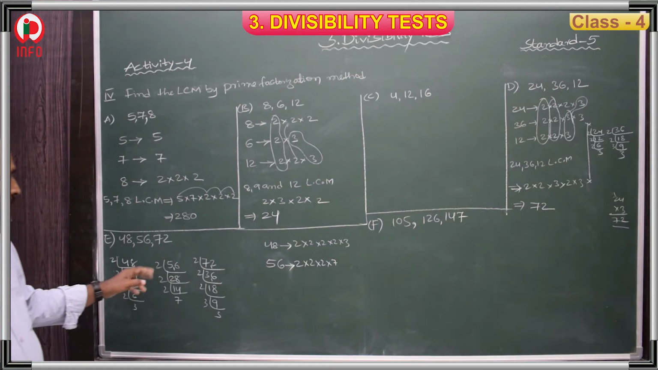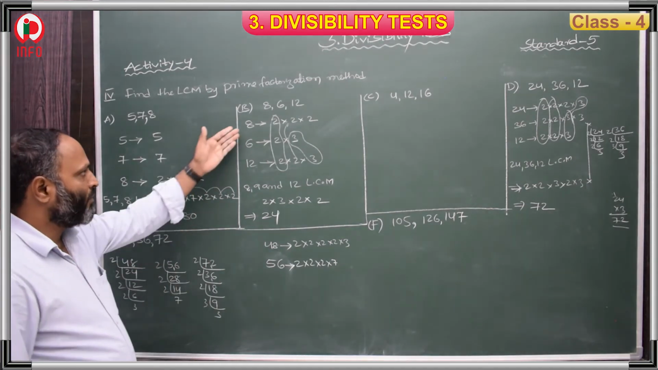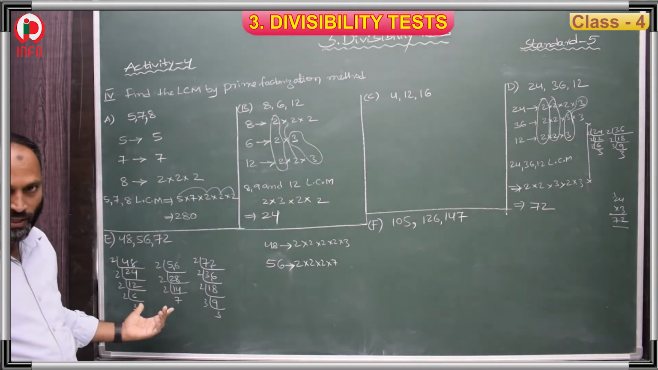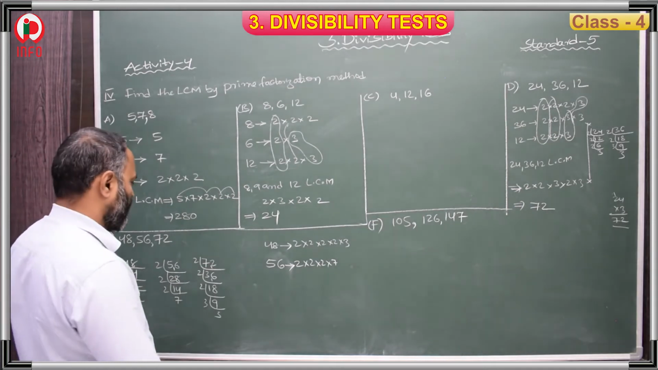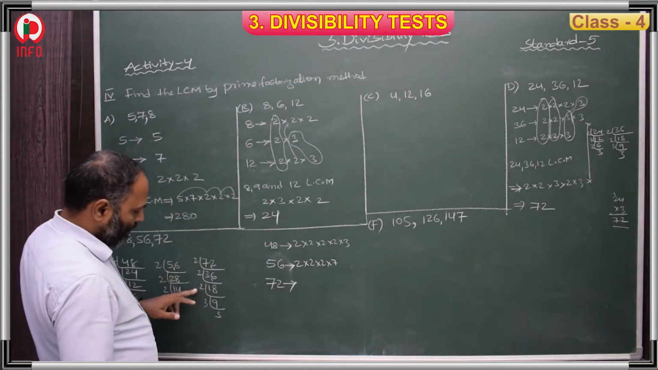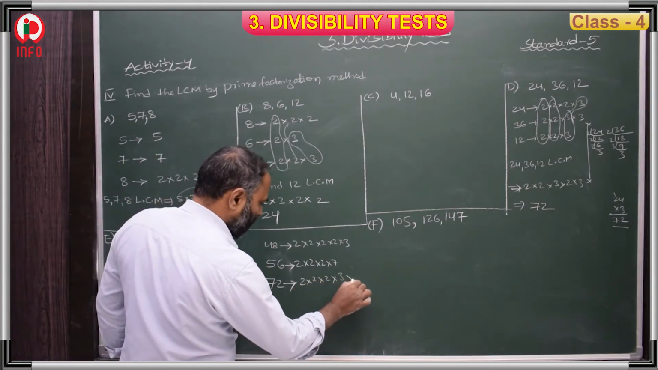If big numbers are given, you find the prime factors in this way. It is very easy. If small numbers are there, then directly you can write. If big numbers are there, first you find the prime factors like this, then after that find the LCM. Then 72 is 2 into 2 into 2 into 3 into 3.